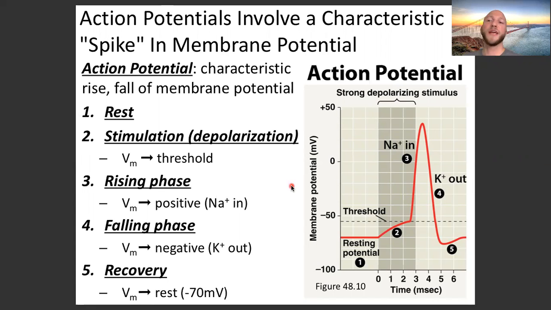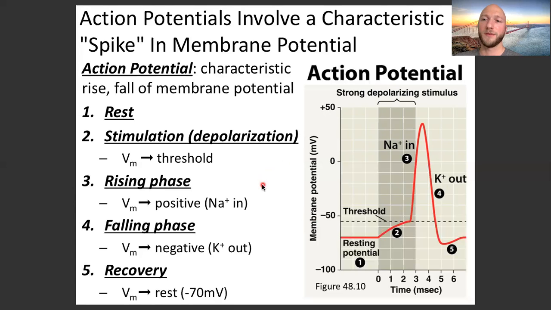So the action potential is what the nervous system is famous for. It's this electrical signal that's sent down the axon. It's electrical communication within our bodies. The action potential involves a characteristic spike in membrane potential. Remember, electricity is the movement of charged particles. Membrane potential is when we have an uneven charge across the cell membrane.